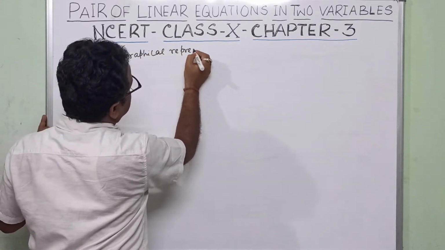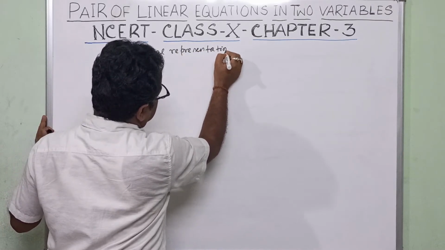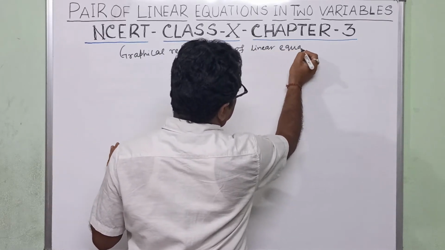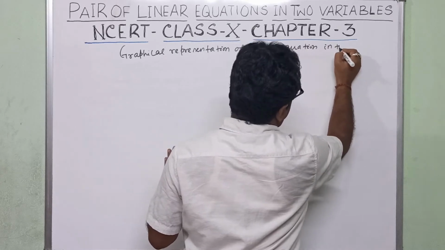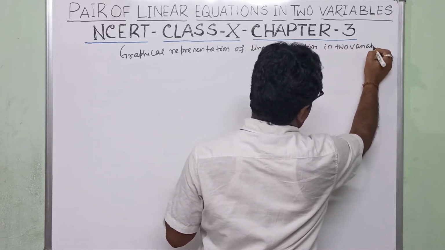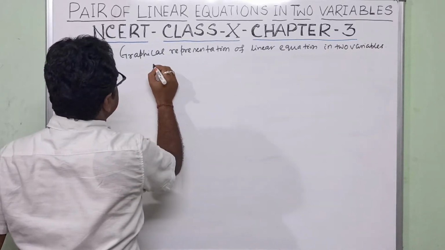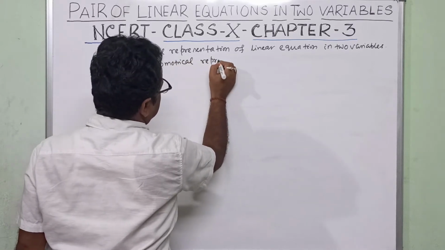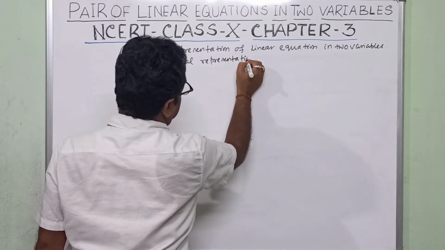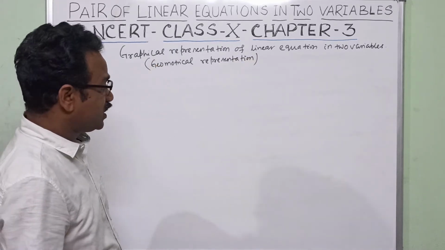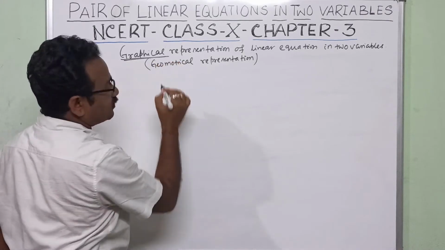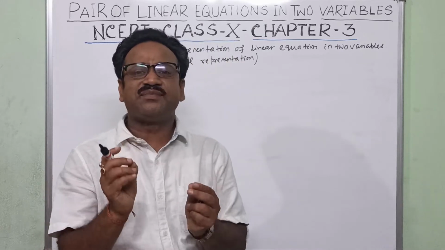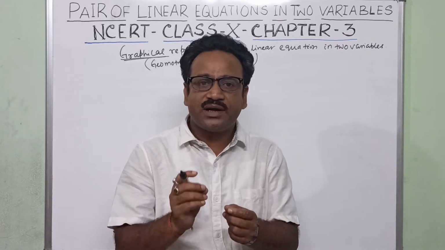Graphical representation of linear equation in two variables. Also you can say geometrical representation. All of you know about the graph. You have seen the graph paper. So just I am recalling some of the facts about the graph.